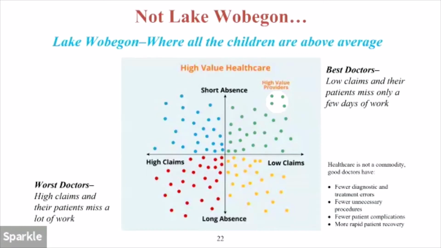On this graph, each bubble would be a doctor treating a particular diagnosis, patients with diabetes or asthma. Along the horizontal axis, we've graphed their average claims costs. High claims on the left, low claims on the right. Along the vertical axis, we've graphed their average absence cost per patient. Short absences on the top, long absences on the bottom. Our best doctors are in the upper right quadrant. They have low claims and their patients don't miss very much work at all. Your worst doctors are in the lower left quadrant. They have high claims and their patients miss a lot of work.